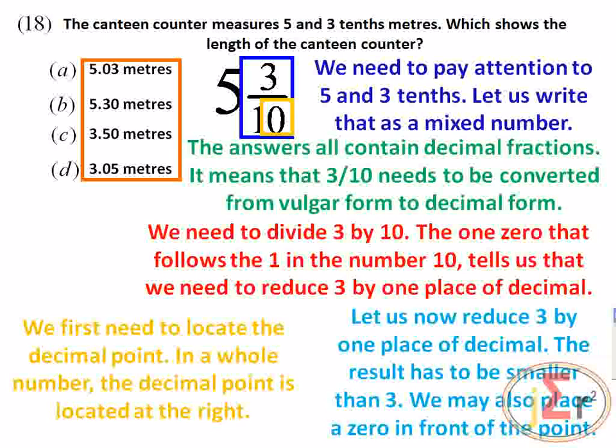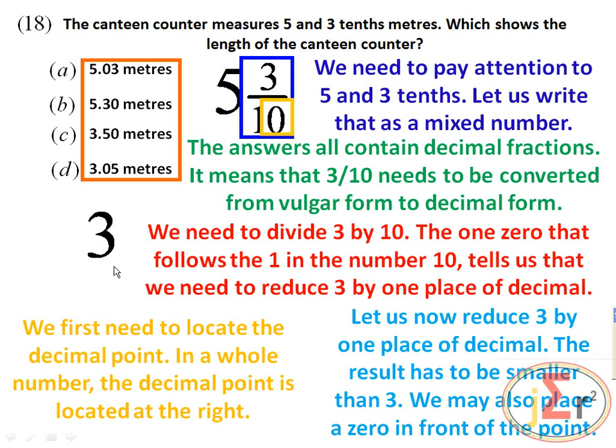The result has to be smaller than 3. We may also place a 0 in front of the point, or we say 0 to the left of the point. So we have all of this instruction, but we do not have any process to follow. So we will begin the process. We are about to reduce 3 by 1 place of decimal. So Jerry, will the decimal point be located here or here? At the front.